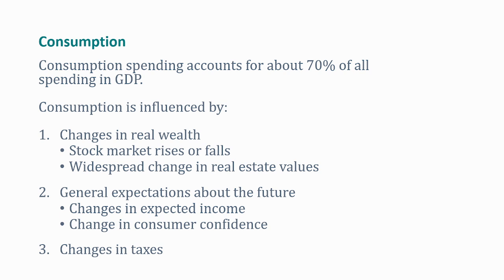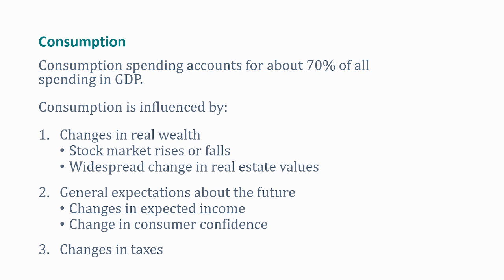We will look at some possible examples. The first example is the stock market rising. If the stock market rises, people feel wealthier and buy more goods, so consumption rises and AD rises. It means the AD curve shifts to the right.